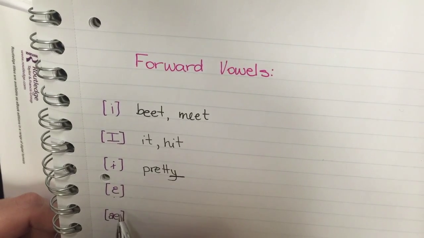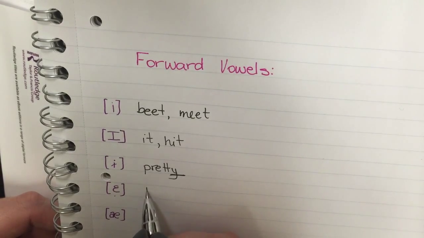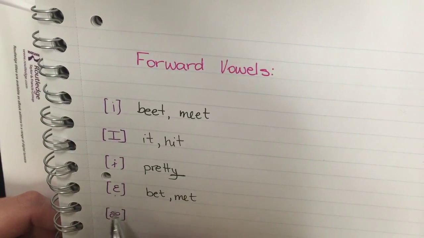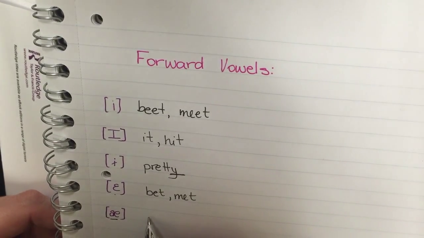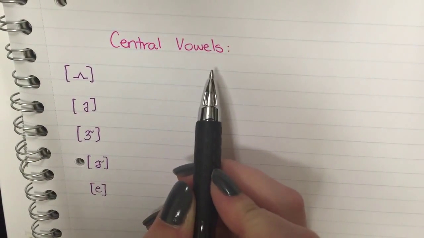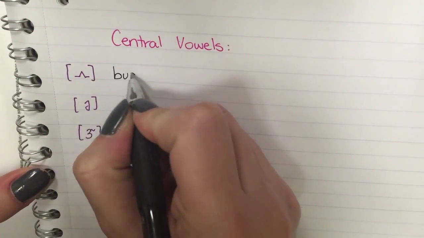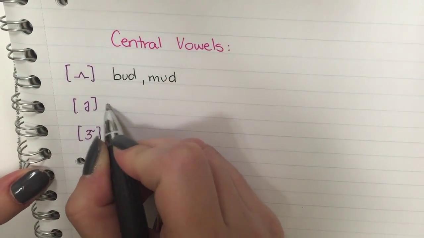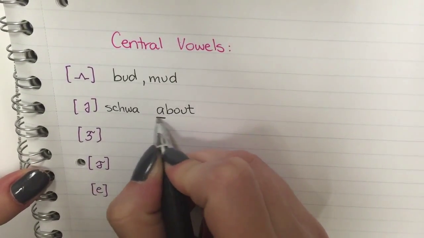The symbol epsilon is considered open E and is used for words such as bet or met. And lastly, we have the Siamese E, which is AE squished together, for words such as bat, hat. Other vowels are central vowels, such as the stressed U sound from bud or mud. And then the schwa, which is unstressed, like in the word about.